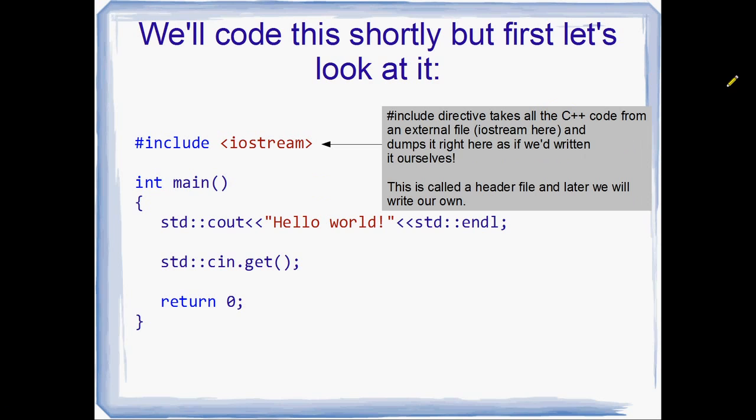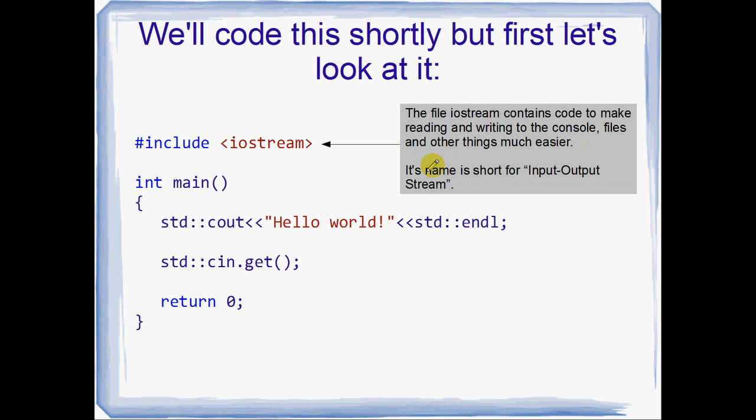So the include directive takes all of the C++ code from an external file, which is iostream just here, that somebody else has written over at Microsoft or, you know, whoever. And this is called a header file. Later on we'll write our own header files, but iostream is short for input output stream, and this file includes code for things like this cout down here and this end line along with cin, so that we don't have to write our own routines for printing stuff to the console window.